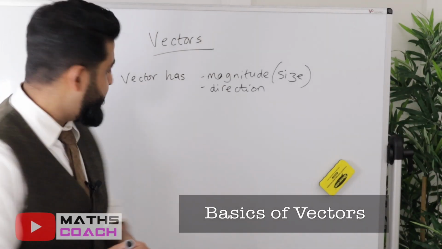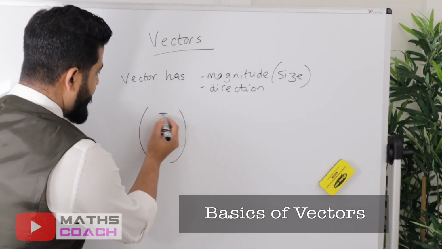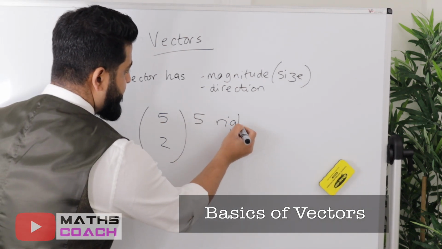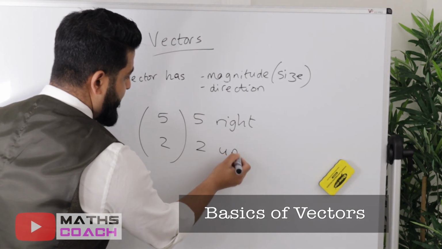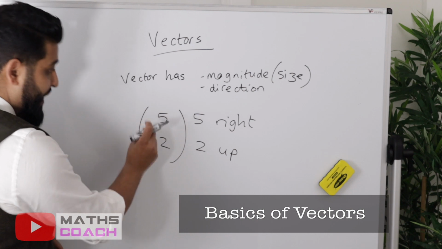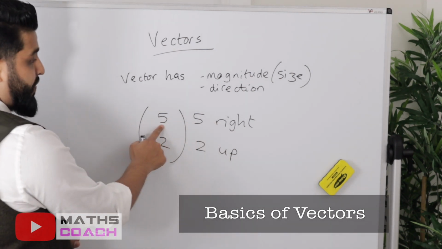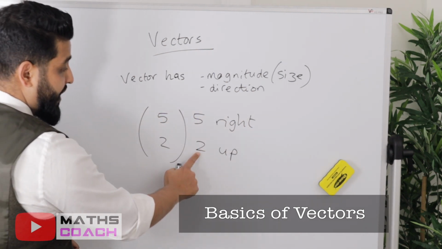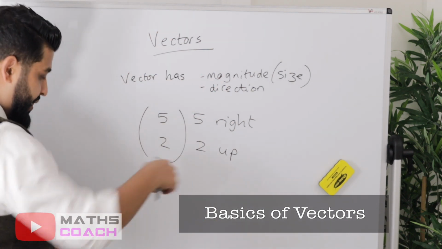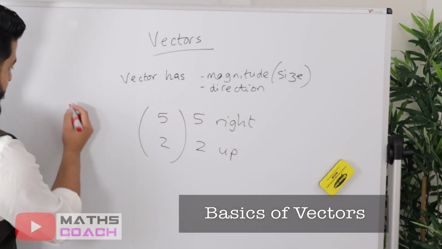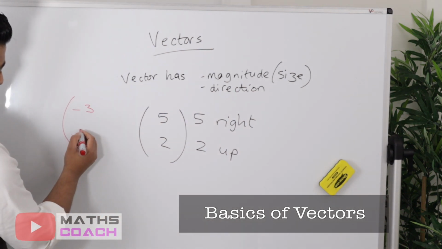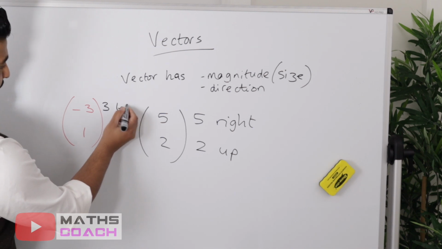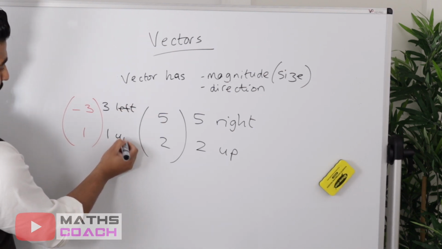Now vectors can be written like this as a column vector. So (5, 2), for example, means I am traveling 5 to the right and 2 up. Had either of them been a negative value, for example -5, then it wouldn't be 5 to the right, it would be 5 to the left. Had this been -2, it wouldn't have been 2 up, it would have been 2 down instead. So tell me what this one would be. If I wrote (-3, 1), what would happen? Yes, this would mean it's going 3 to the left and 1 up.